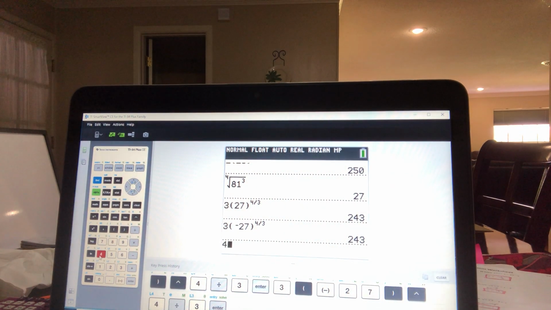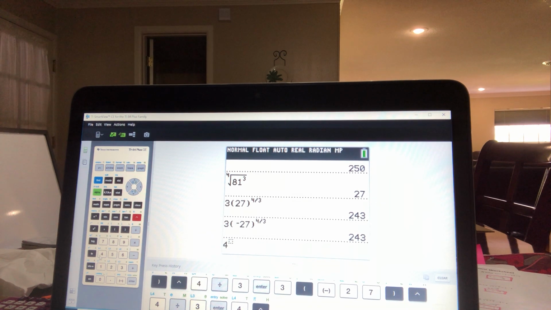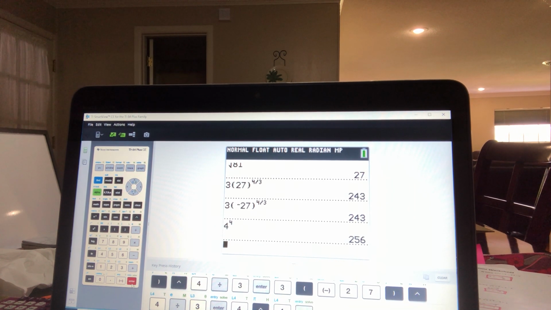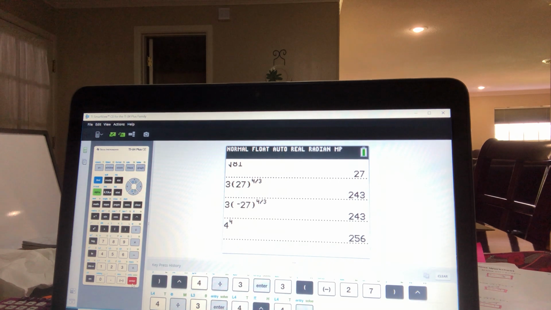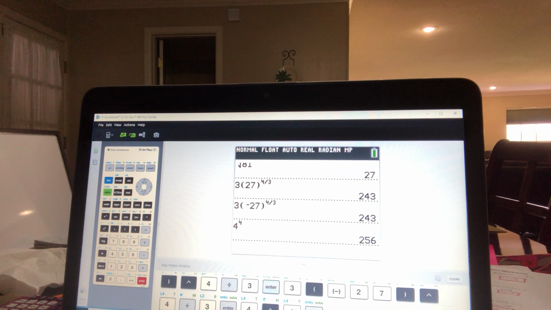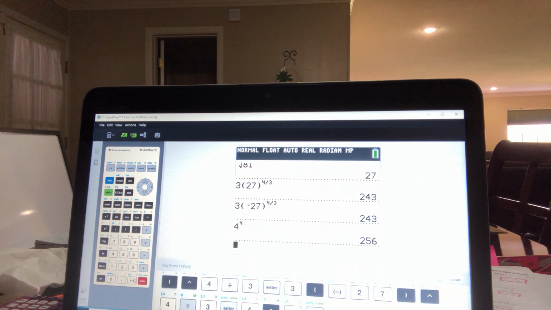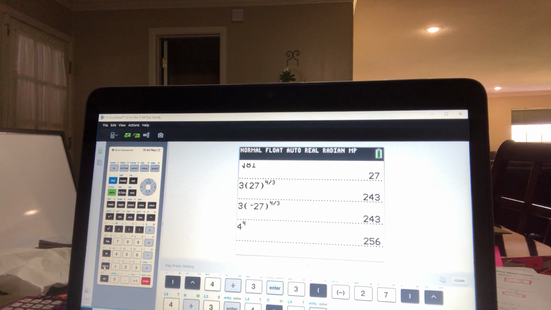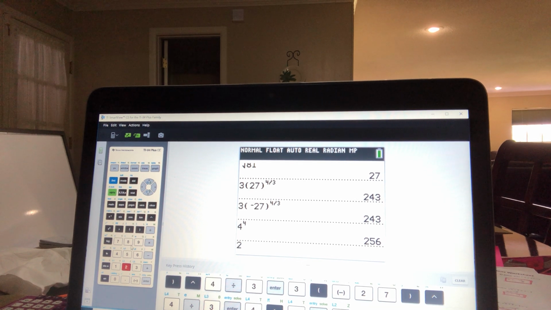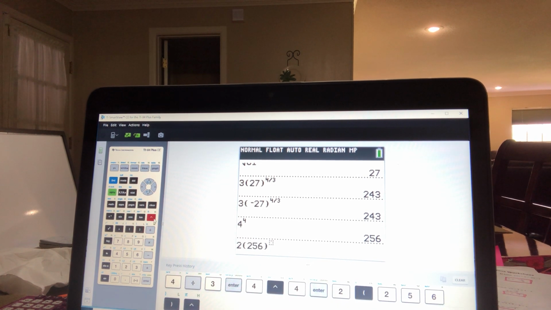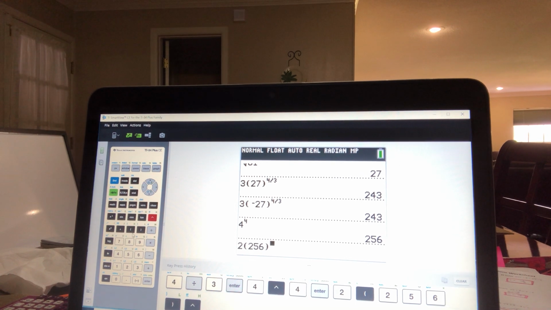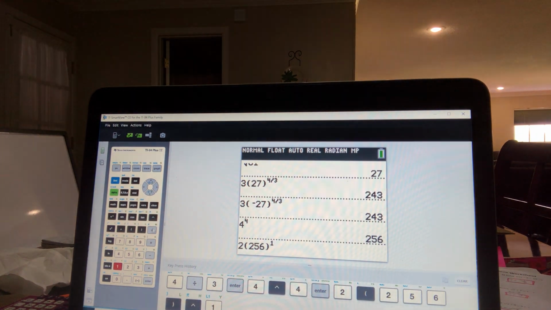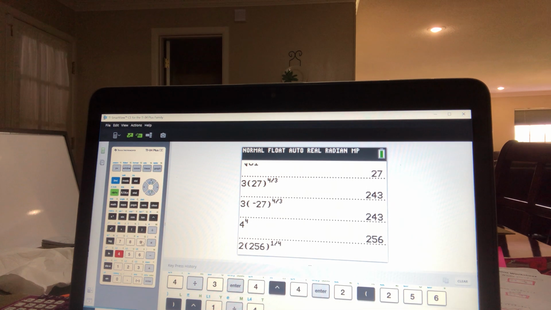Okay, so if we do 4 to the 4th power, we get the answer 256. And we just need to see if we plug in 256, would we get the answer we need. So let's try it. So go back to the original equation 2, put the answer 256 in parentheses, raise that to the power of 1/4, and some of you might need 1/4 in parentheses, depending on your calculator.